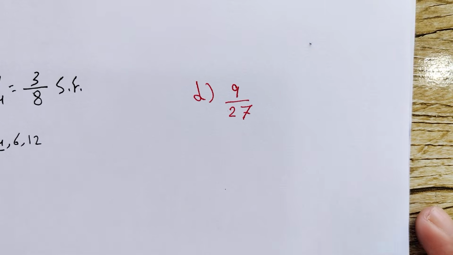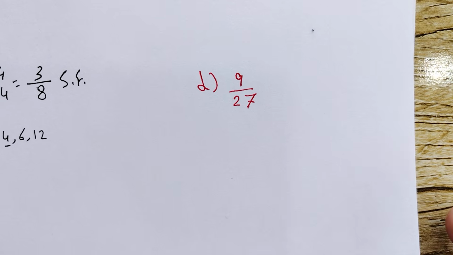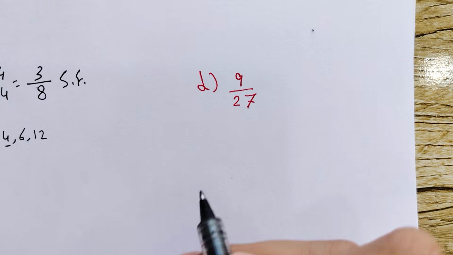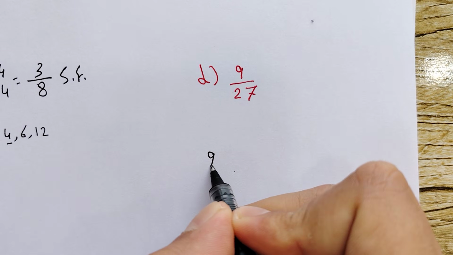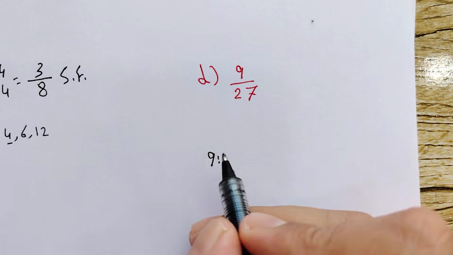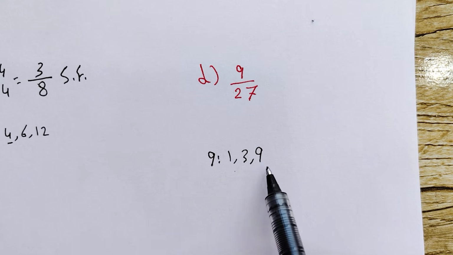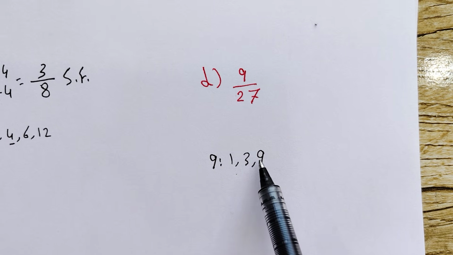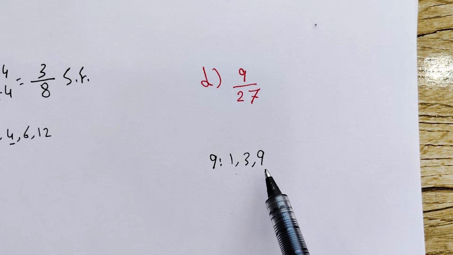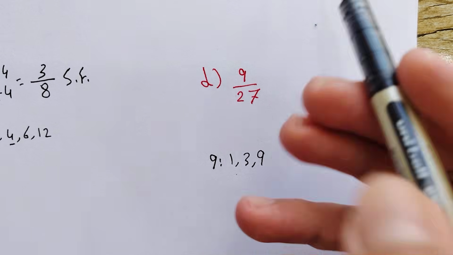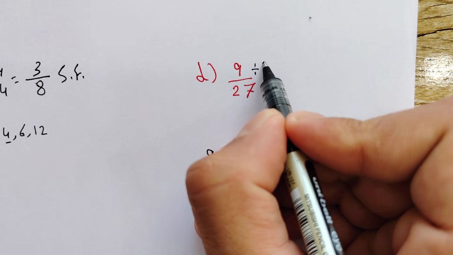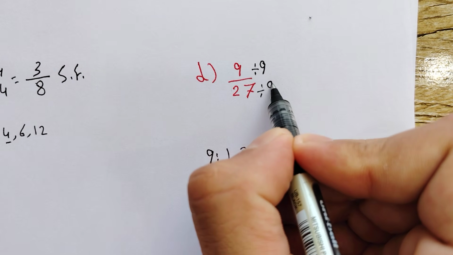Okay, last example, same. Try to do it yourself. I'm gonna solve it in 3, 2, 1. Okay, first we write the factors of the 9, the numerator, the smaller number, which is 1, 3, and 9. Then we check the greatest factor, 9. Can I divide 27 by 9? Or do I have any multiplication of 9 that's equal to 27? Yes, we do. 9 times 3. So we divide them, the numerator and denominator, both of them, by 9.